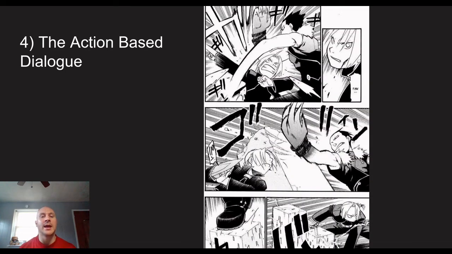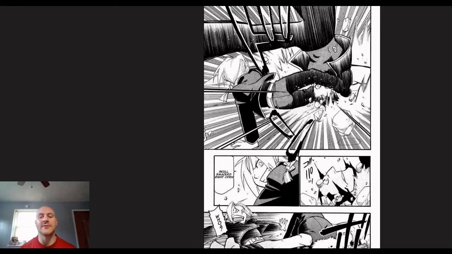Point number 4, action-based dialogue. So this is your protagonist trying to figure out how to combat the first hurdle that was thrown at them, right? In this case, Ed now has to try to figure out a way around this armor, and he figures out, well, maybe if I hit him where his armor isn't, unexpectedly, maybe that will cause a little bit of damage, and he was kind of right.